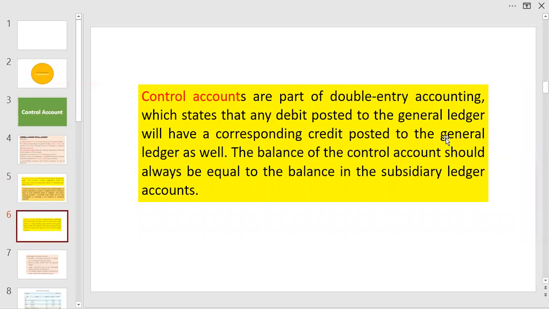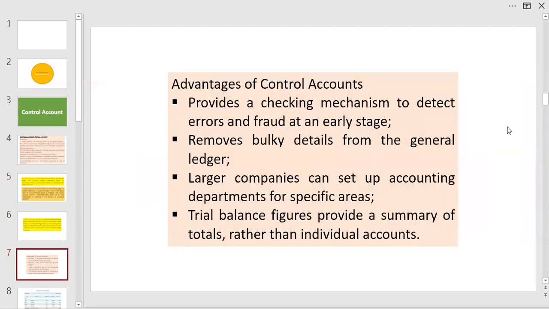A few benefits of control accounts. One, it's a checking mechanism to detect errors and fraud at the early stages itself, and removes bulky detail from the general ledger. It makes a large number of accounts manageable, and also the trial balance etc. can be made with summary balances. Okay, it is important to know how practically these are done.